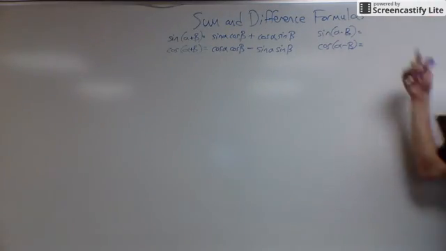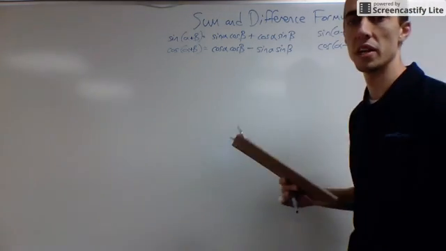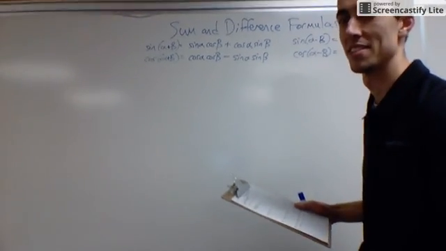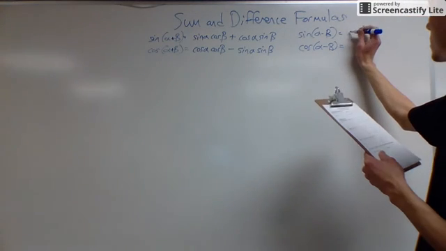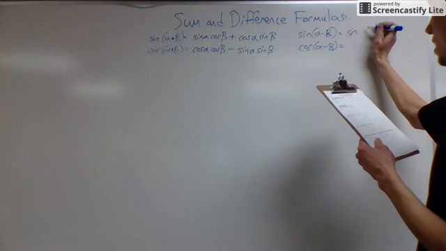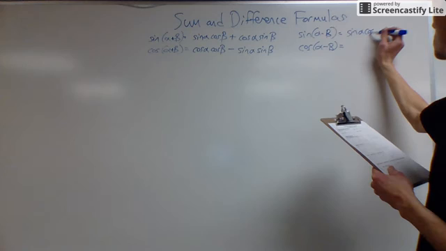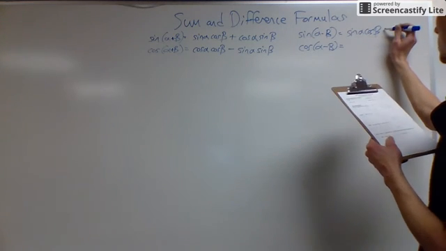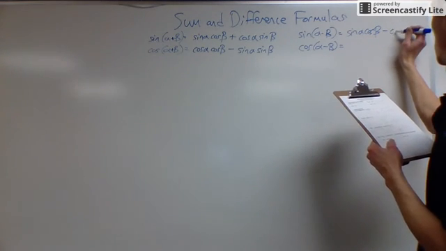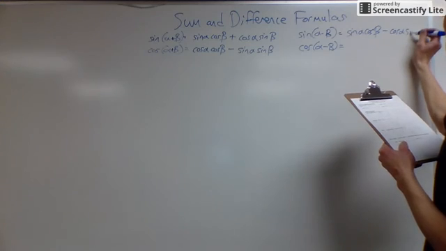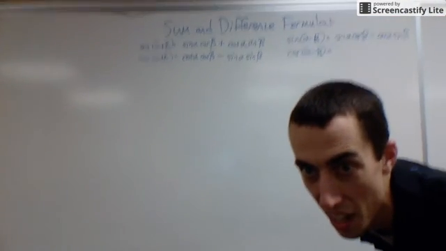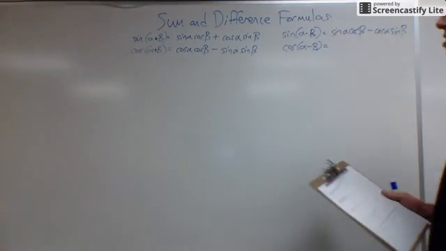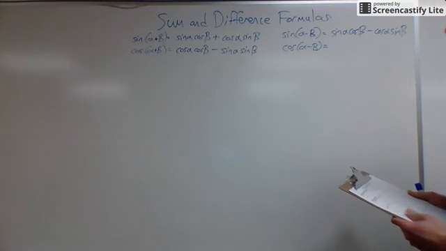To find the sine of the difference of two angles, we use sine of the first times cosine of the second minus cosine of the first times sine of the second. Let's make sure that we're on the screen. It looks like we are, even if I'm not, but that's okay.